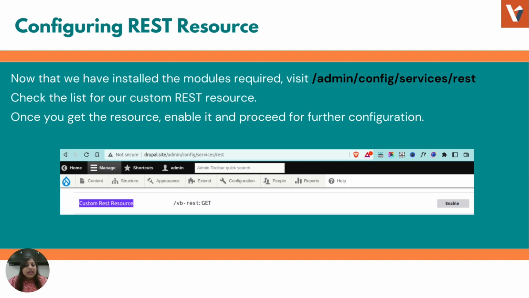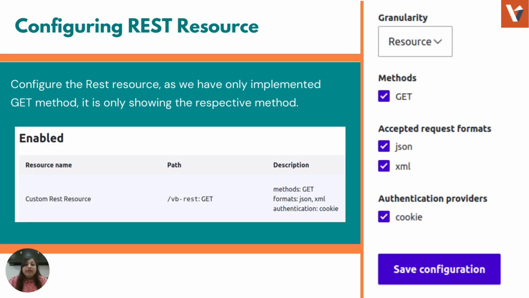And now from the list, I can enable my resource. Once I enable my resource, I will be able to get the response from my resource. So once we go to enable it, we are given some settings. Here in the settings, we first get granularity where you have two options. Either you select resource or you select the method. I have selected resource. I have selected method as get. I have selected JSON and XML as accepted request formats, where I can request my data format to be XML or JSON, and I have authentication provider as cookie.